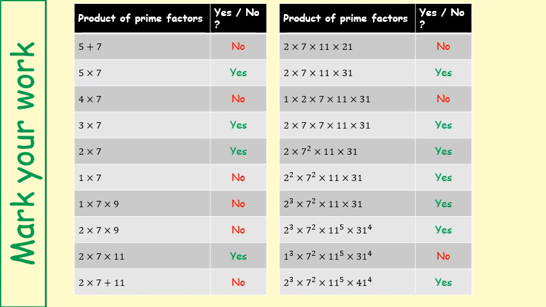Okay, so hopefully you worked through all of these, and now I'd like you to mark your work, pause the video as necessary. Now remember, 5 plus 7 is not a product of prime factors. You're adding numbers together, and that is not the definition of product. So we can say in this first one, no, it's not a product of primes. In the second one, 5 multiplied by 7, it is a product of primes because product means multiply, okay?